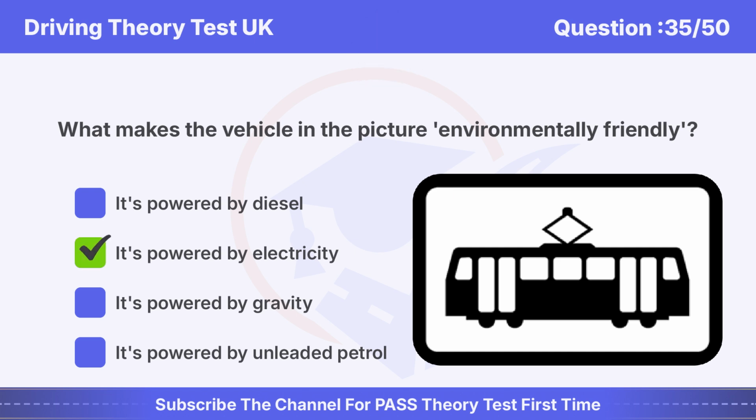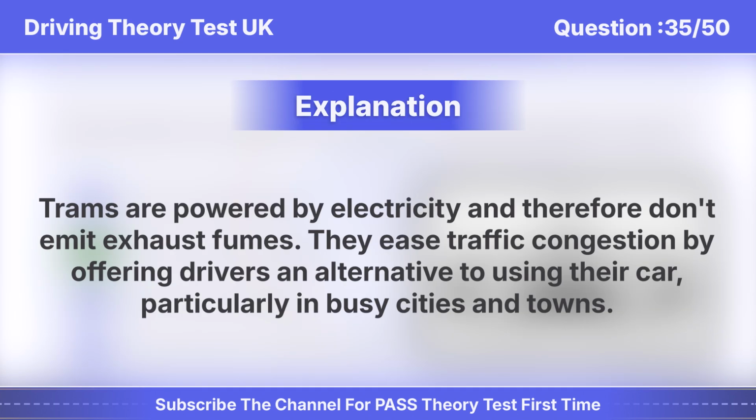Answer is B. It's powered by electricity. Trams are powered by electricity and therefore don't emit exhaust fumes. They ease traffic congestion by offering drivers an alternative to using their car, particularly in busy cities and towns.